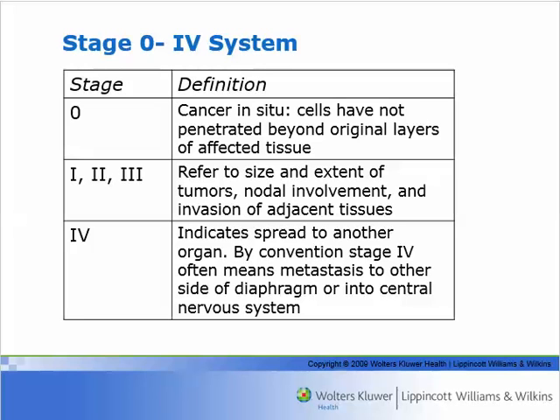And stage 4 is when there's metastasis. It's gone to another organ, so it's at some distant site. So that's basically how we look at this staging system.